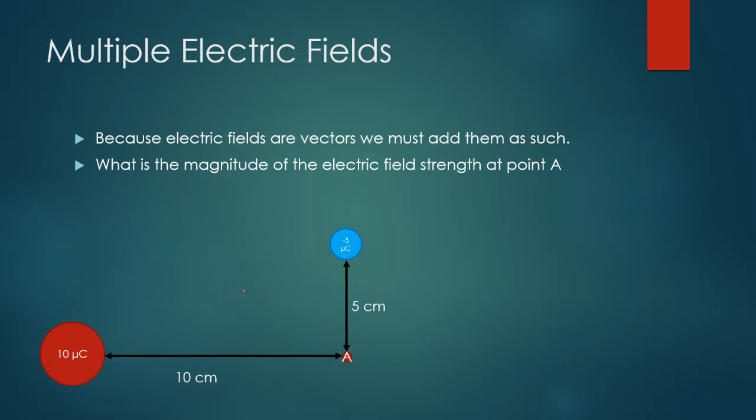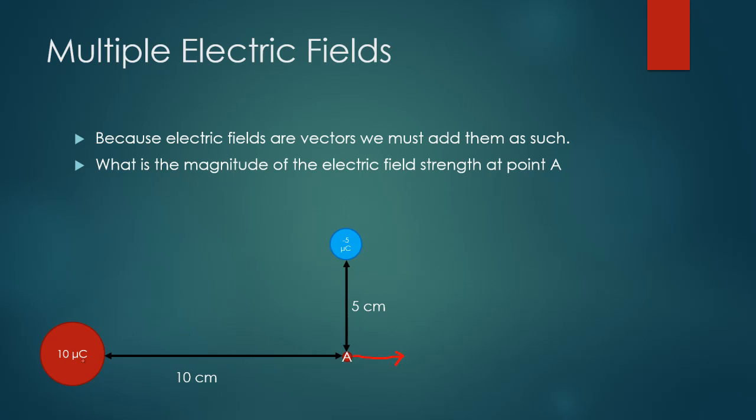Okay, because electric fields are vectors, we must add them as such. So if we have 2 electric fields affecting a certain point or a certain particle, then we have to add them together using vector notation or vector math. So if I want to know what is the electric field strength at point A, it requires me to do some trig and some additional steps.